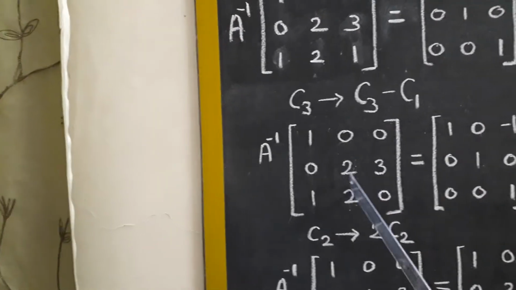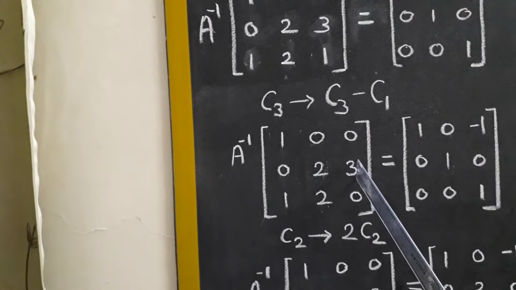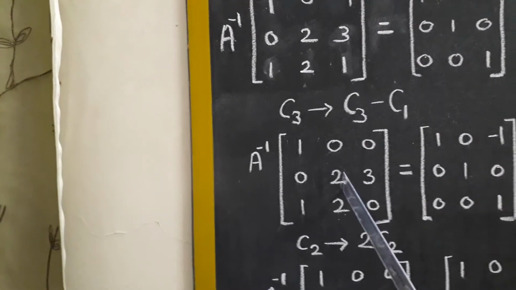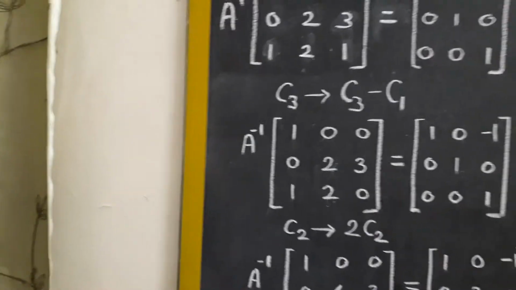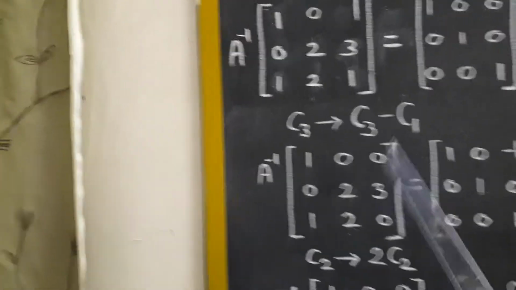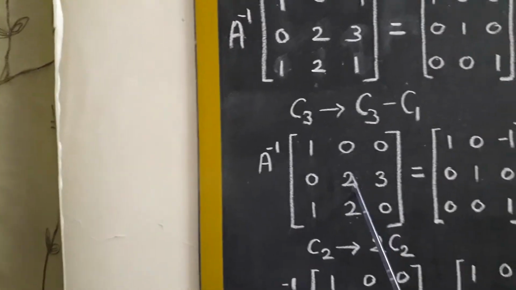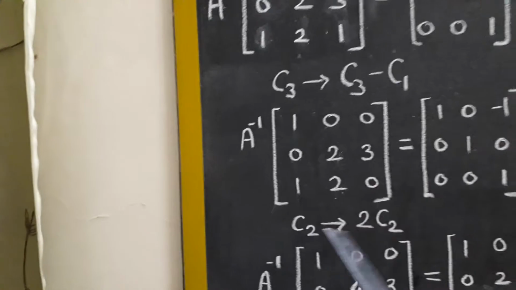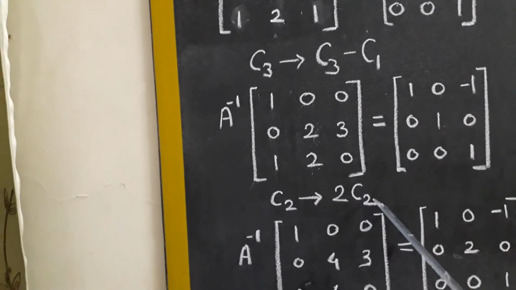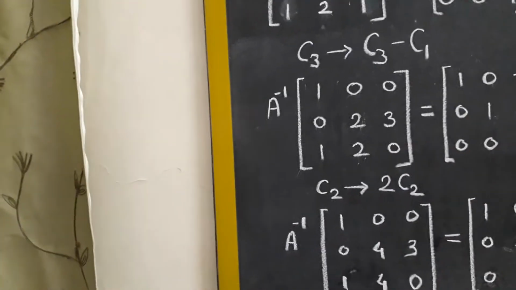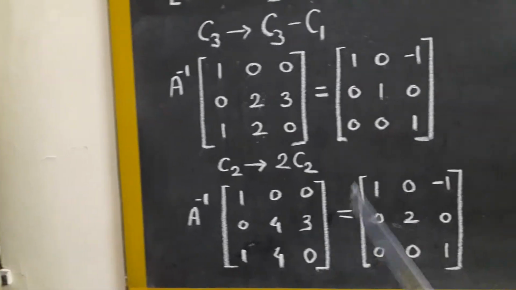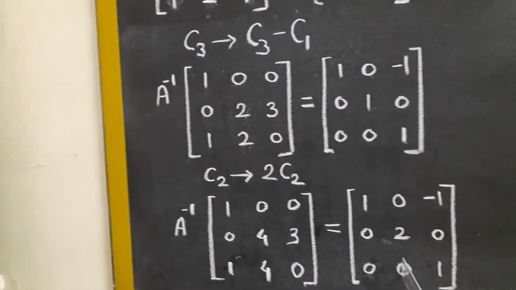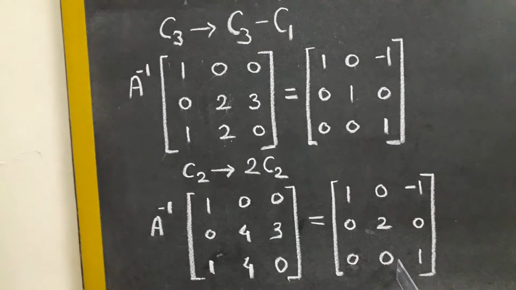Here when I get 4, 4 minus 3 becomes 1, and so I will prefer to multiply by 2 instead of dividing it by 2 to get 1. Okay. So here we multiply by 2 to the second column, and we get it like this, and the second column on the other side also we are going to change.